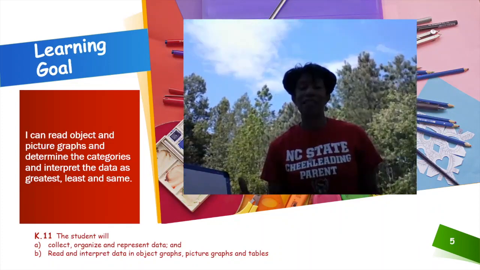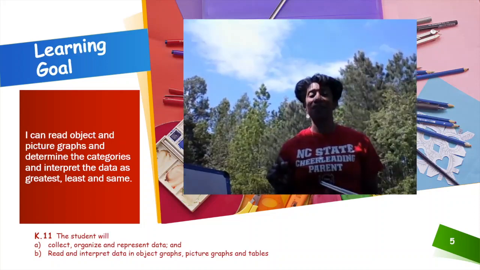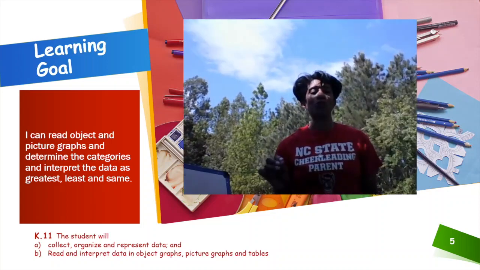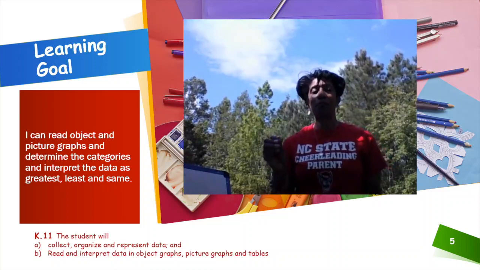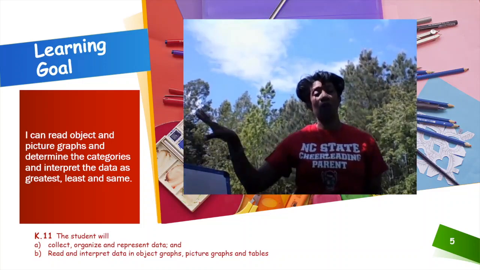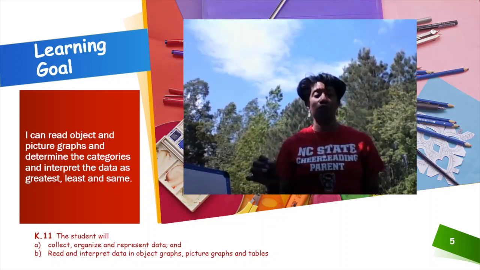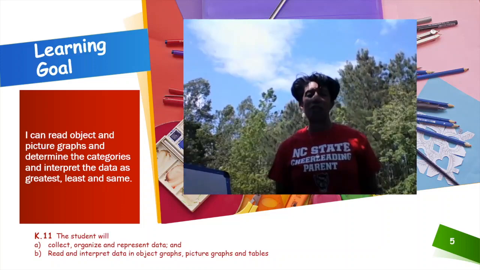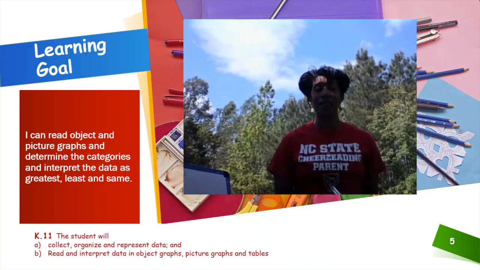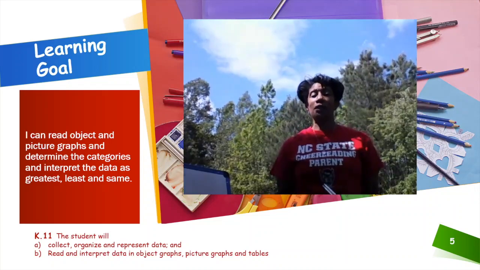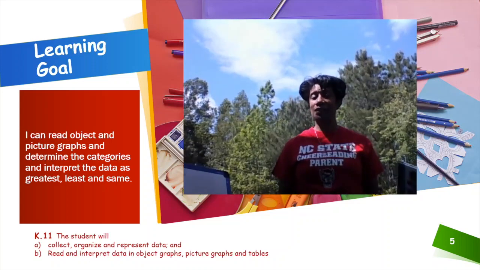As we read our story today, we're going to focus on the learning goal of I can read object and picture graphs and determine the categories and interpret the data as greatest, least, and same. When we talk about object and picture graphs, we're talking about a graph that shows us some data or information about something, either an object or a picture. And then we choose the category. That could be the shape or the size or the color or something to that effect. And then we interpret the data, and that means we can answer the question of which one has the greatest or which one has the least or which have the same amount.